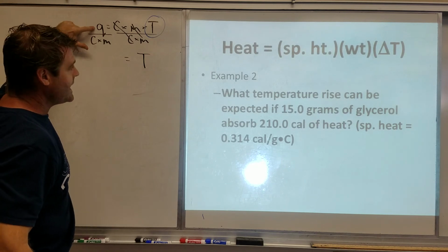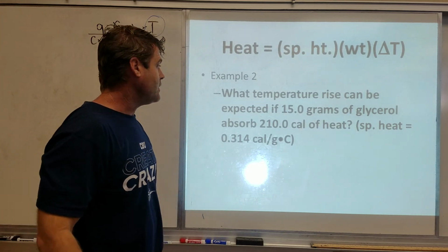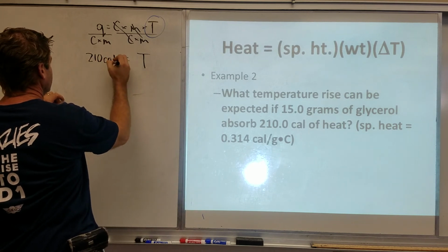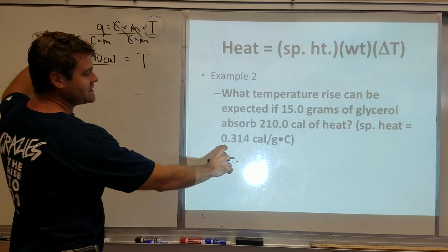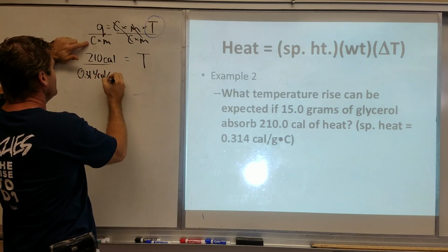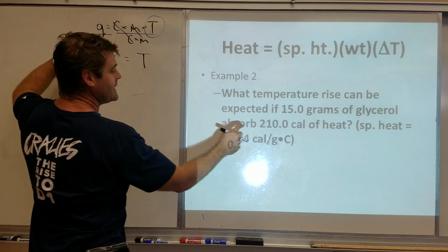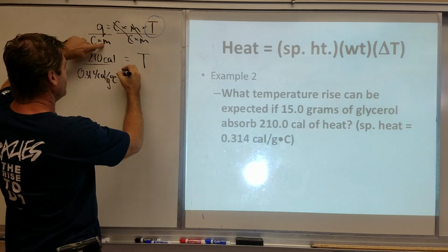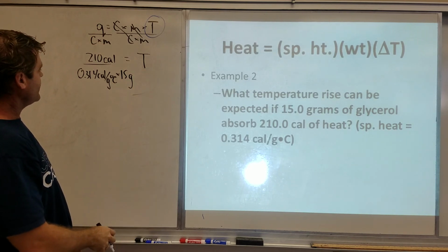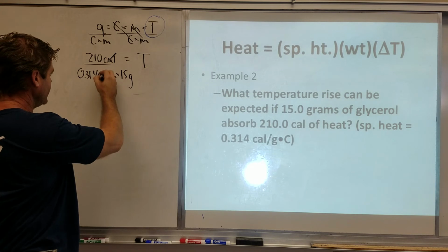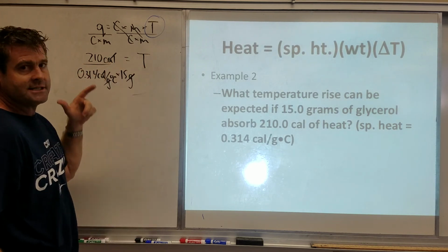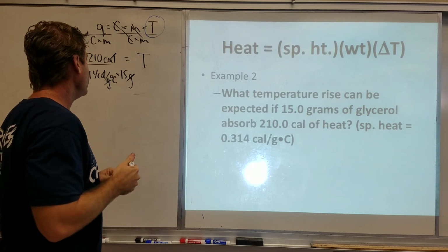So it's Q on top, which is how much heat is involved. How much heat did it absorb? 210 calories, so I write that down. I divide that by C, the specific heat value for glycerol, 0.314 calories per gram degree Celsius. And I also divide by the mass of my glycerol, which is 15 grams. Cancel out anything that cancels: calorie on top and bottom, gram on top and bottom. What are you left with? Just degree C, which is what you should be left with for temperature.